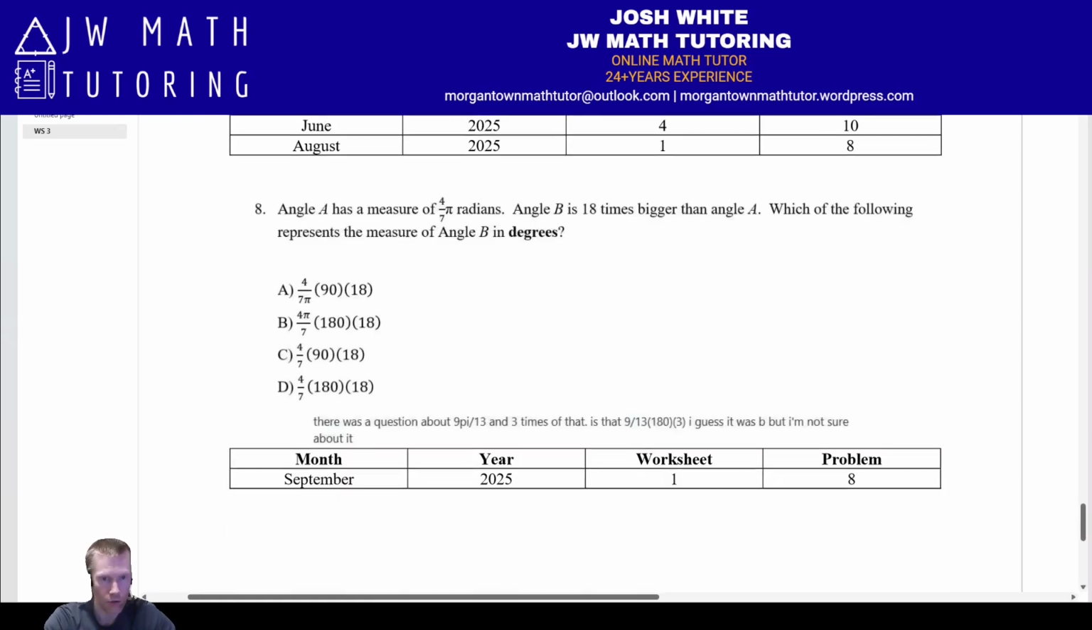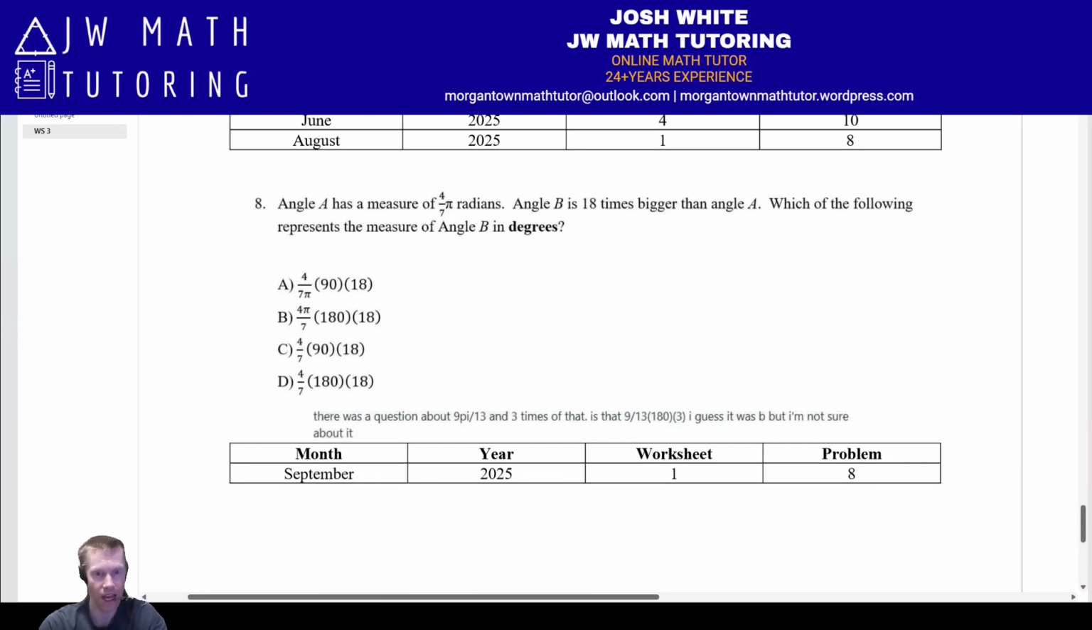All right, let's continue. There's another question where you're given some angle in radians, and then it says another angle is so many times that, 3 times that, 18 times that, whatever it is. But it wants to know what is the measure of this other angle in degrees, not in radians. So you're taking the original angle, multiplying it by whatever number, because this new angle is bigger than it, and then you are multiplying by the appropriate value in order to convert from radians to degrees. Okay? And then you're basically asked which expression is the angle in degrees there. So this I think was first reported in September of 2025.